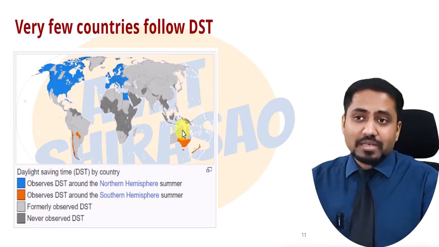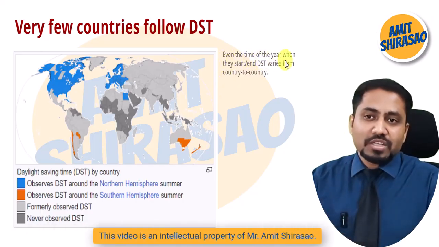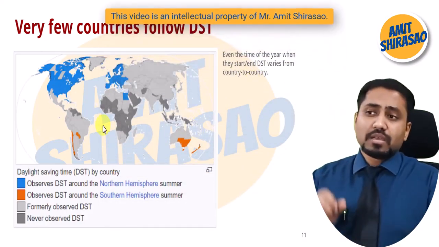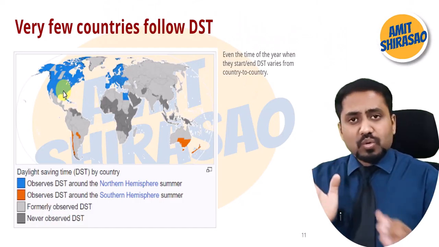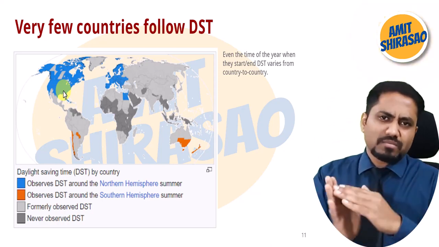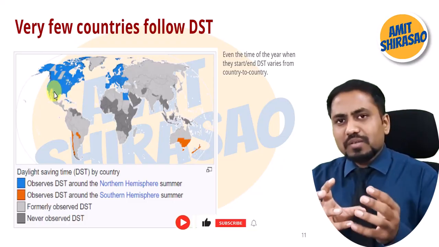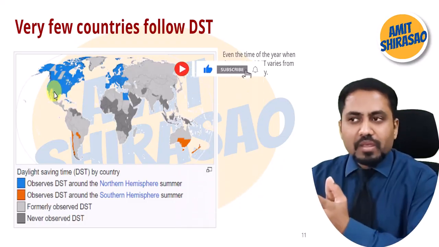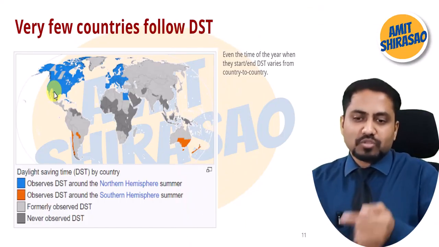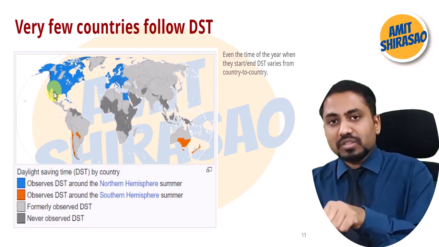I've given the map. And a point to be noted is, even the time of the year when they start or end the DST varies from country to country. Now, summer is common for everyone in the northern hemisphere as well as the southern hemisphere. Summer means summer. So in the summertime you should be following daylight saving, right? But the US says, okay, we will forward our clocks on this particular day every year, and we will move back our clocks during winter on this particular day.